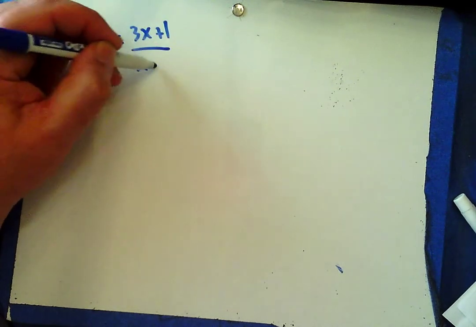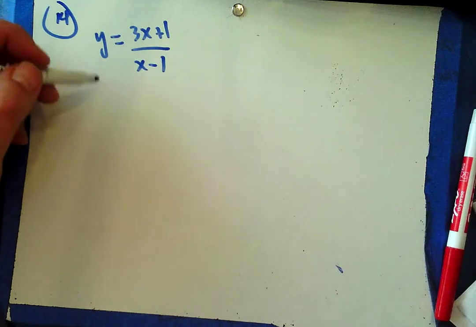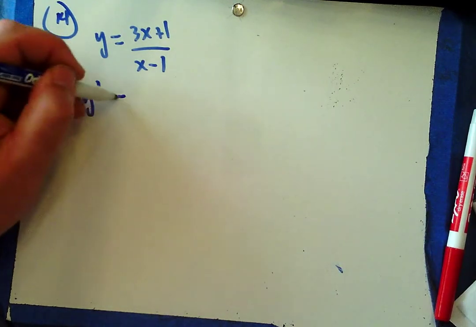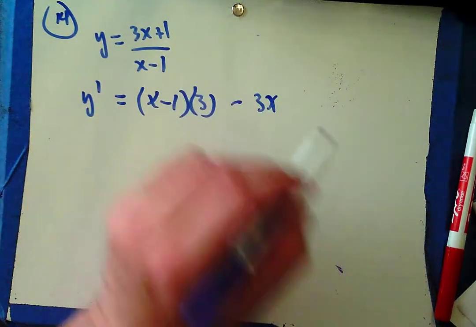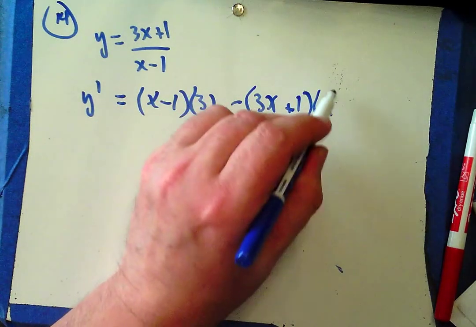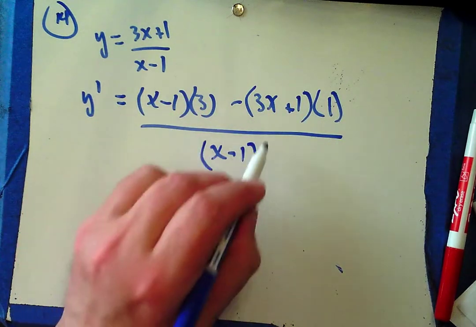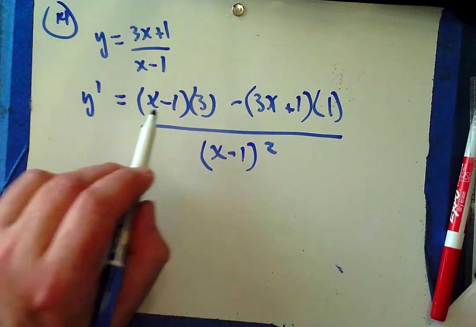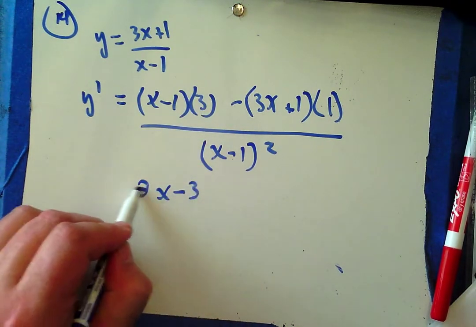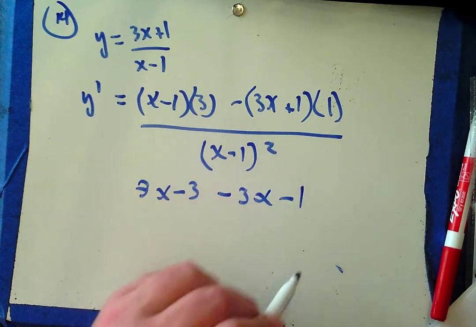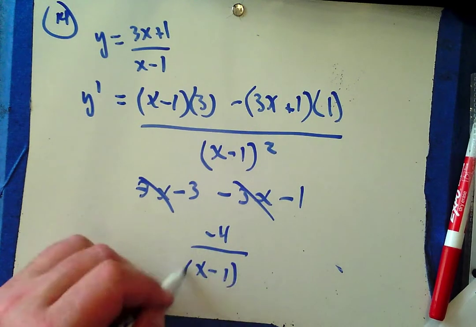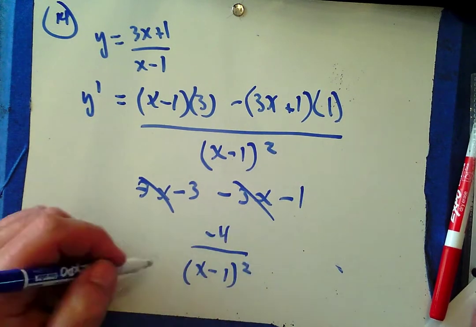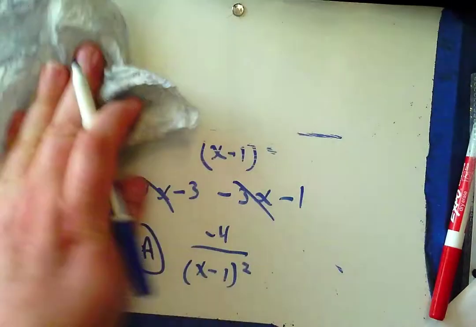14 says y equals 3x plus 1 over x minus 1. And what's dy dx? I need the quotient rule. Low d high minus high d low over low squared. Okay, so 3x minus 3 minus 3x minus 1. The 3x's cancel, and I have negative 4 over x minus 1 squared. Negative 4 over x minus 1 squared is choice A. I'm moving on to problem 15.